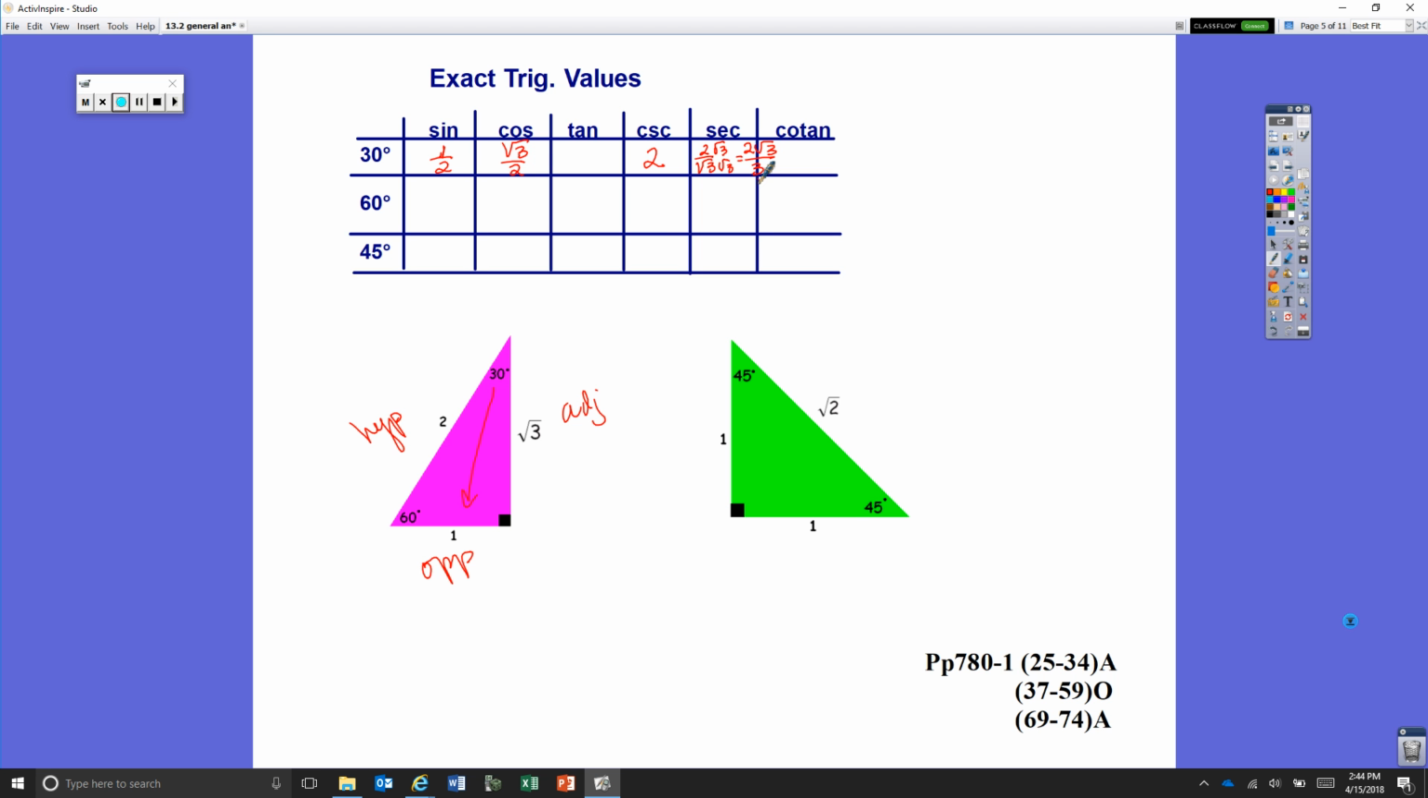The tangent of 30 is opposite over adjacent, 1 over square root 3, which is square root 3 over 3. So the reciprocal of the original would be square root 3 over 1, which is square root 3.